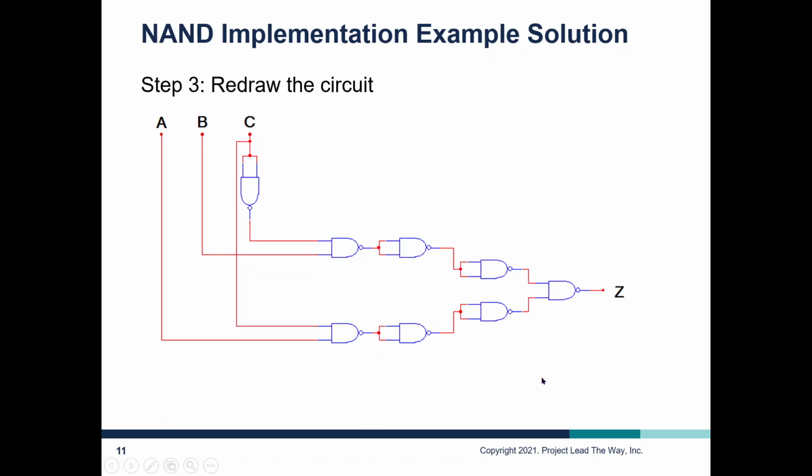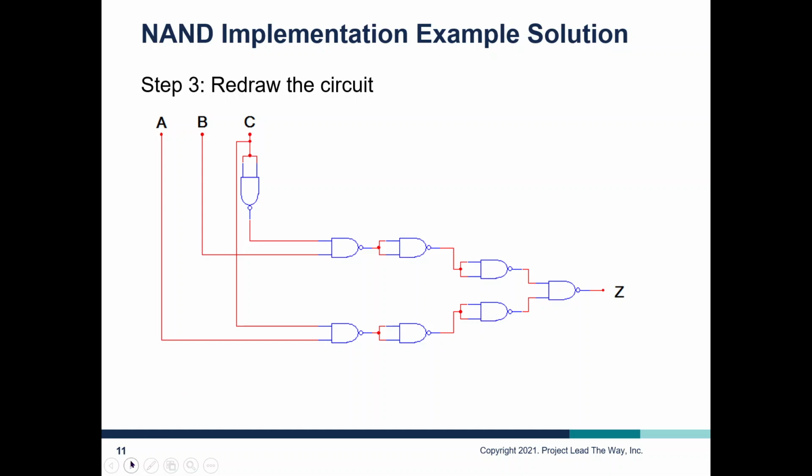We go ahead and redraw that circuit, and this is how that would look. Obviously, we just replace that inverter with a NAND gate with its inputs tied in. And then this is the implementation of an AND to a NAND, right? And then these 3 are NAND gates to an OR gate.